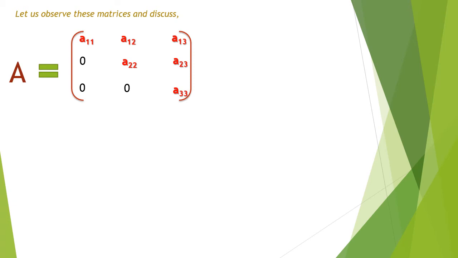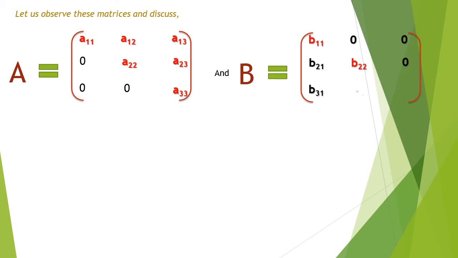Now we know that A11, A22, A33 are the principal diagonal elements, and we can consider another matrix where B11, 0 and 0, B21, B22, 0, B31, B32, B33. We know that these two matrices are 3 by 3 matrices, and the common thing about these two matrices is their order, 3 cross 3. There is one more element to fill here, B33.